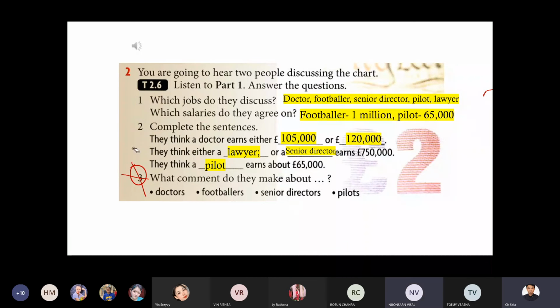Now, we finished number one and number two. Let's go to number three. Now I want you to listen again. And what comment do they make about them? So comment here like something like this. What word do they have to say about these people? Okay, I give you one example for the doctor.